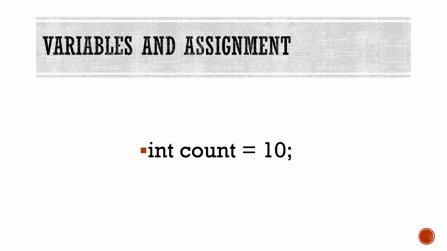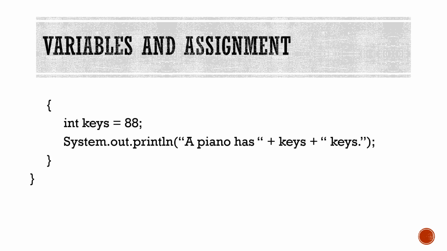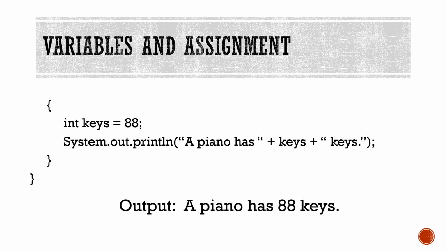Now, the value doesn't always have to be a number. It can be anything. Here is another statement where we have the variable keys that will hold an integer with a value of 88. Then we will ask Java to print a piano has, and instead of writing 88, we say keys. And Java will know to replace the word keys with the value of 88. So the output will be a piano has 88 keys.